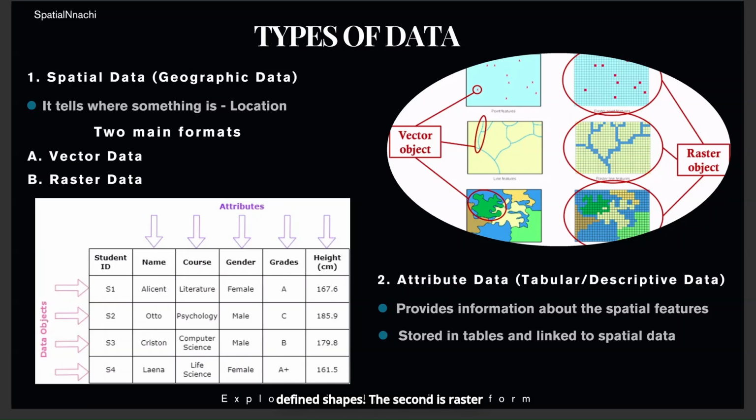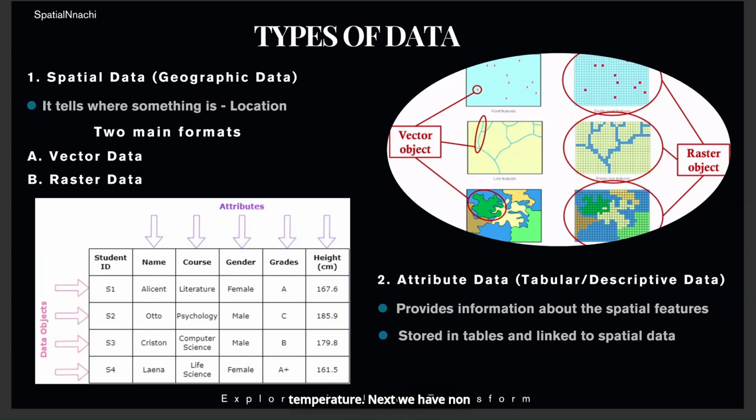The second is raster data, which looks more like a grid made up of pixels, and each pixel contains a value. It's ideal for continuous data, things like elevation, land cover, or temperature.